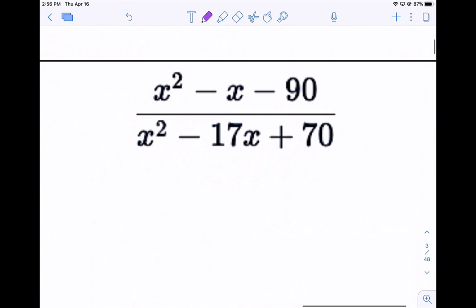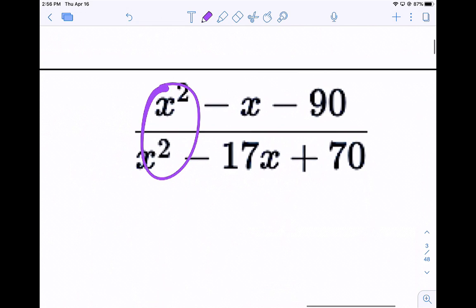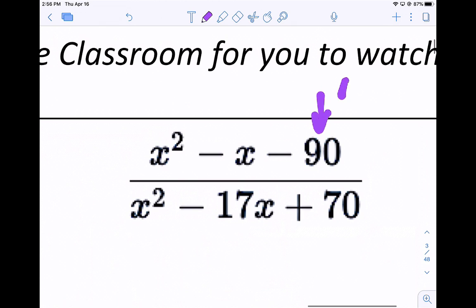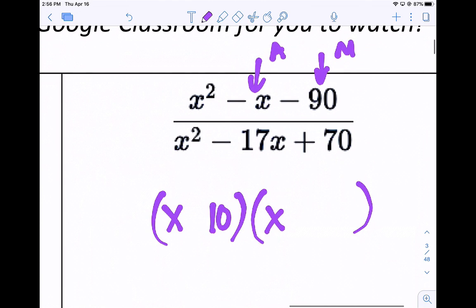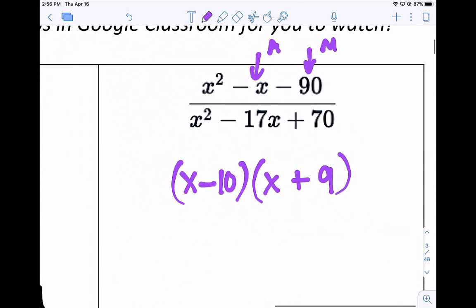All right, let's try a trinomial, 3 terms, divided by a trinomial, 3 terms. Both of these we can do guess and check because they both start with an x squared. So the top one is what multiplies to negative 90 that adds to negative 1. If we think about it, it ends up being 10 and 9, and we want it to add to a negative 1, so we have to make the 10 negative. So negative 10 and 9, they multiply to negative 90, and they add to negative 1. All right, so there's the top.